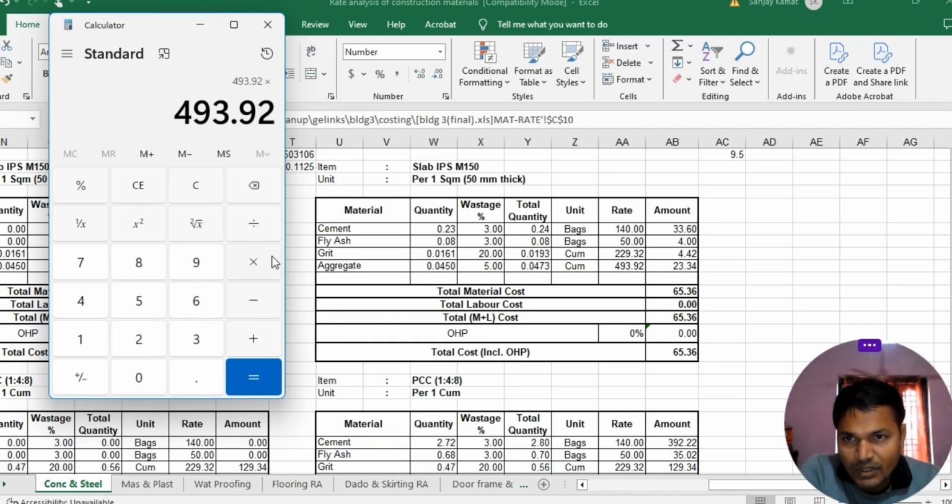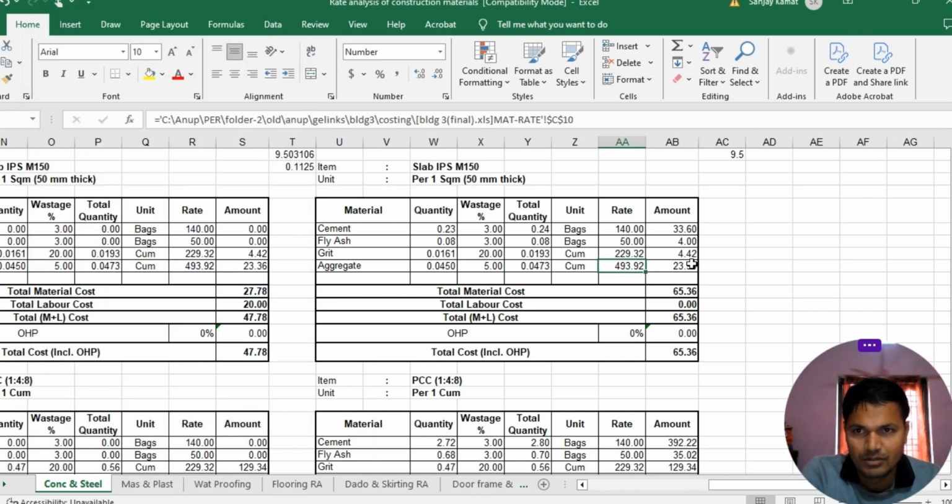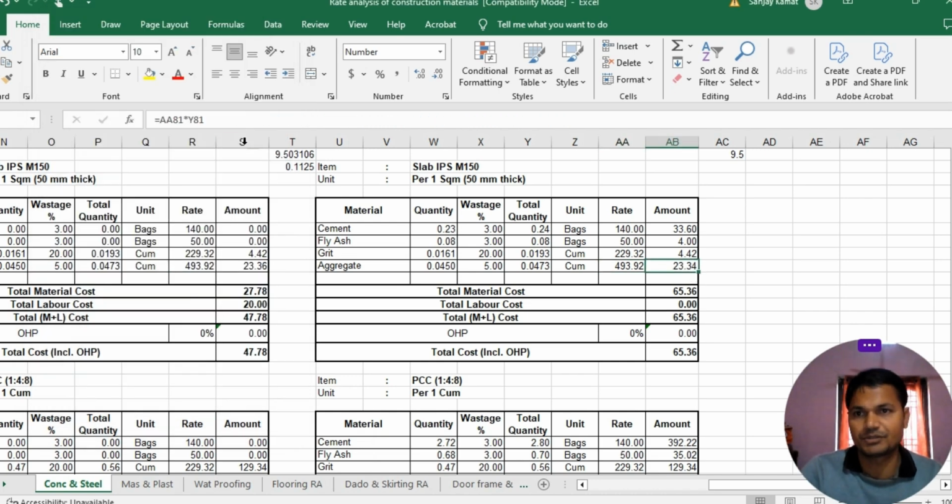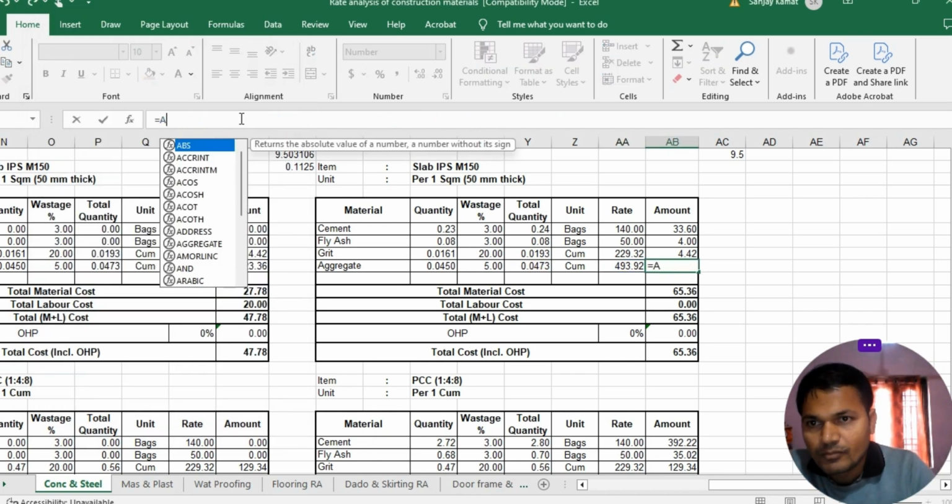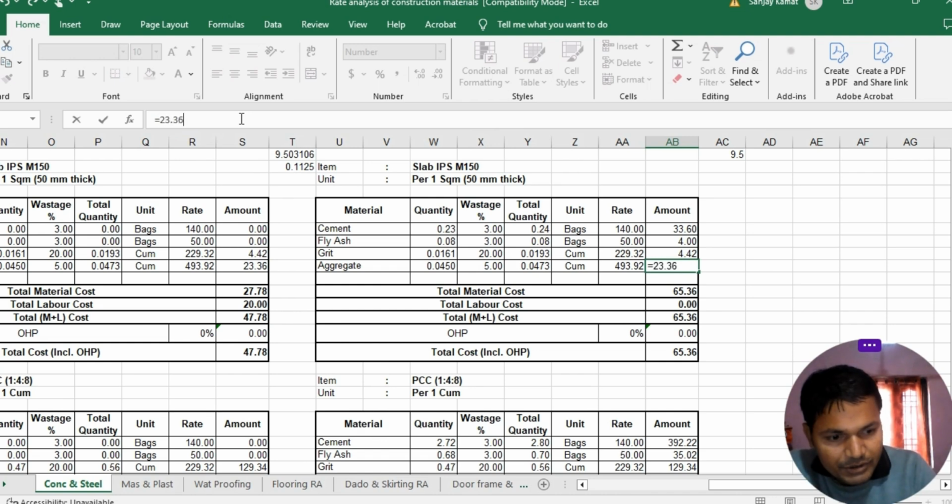493.92 into 0.0473 is equal to 23.36. This time we have to edit this. It is 23.36, so this is what we have to write.